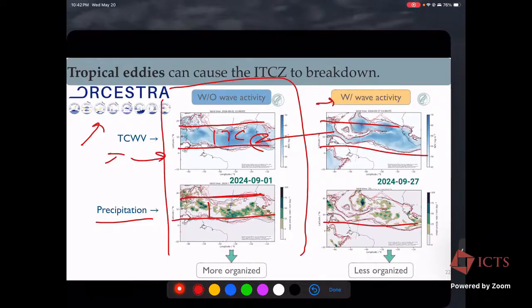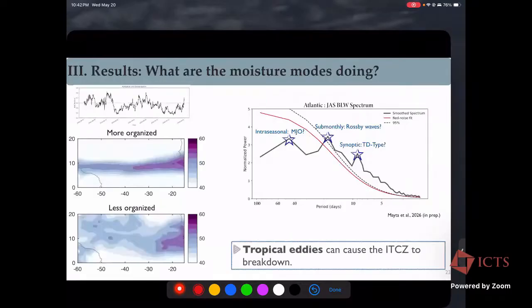So if you generate an index that measures this organization, you can also discover some interesting things. For instance, here is the time series that describes the organization of the ITCZ, in this case calculated for the Atlantic region. The peaks here represent organized and less organized processes. And if you calculate the spectral peaks associated with this index, you will identify some important peaks here.